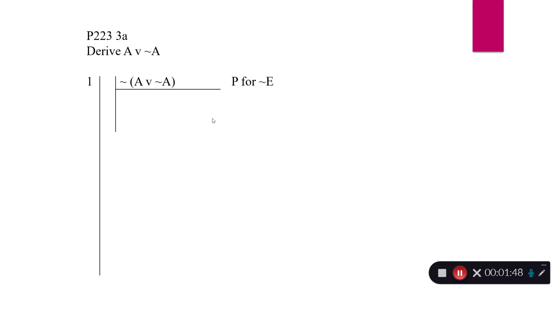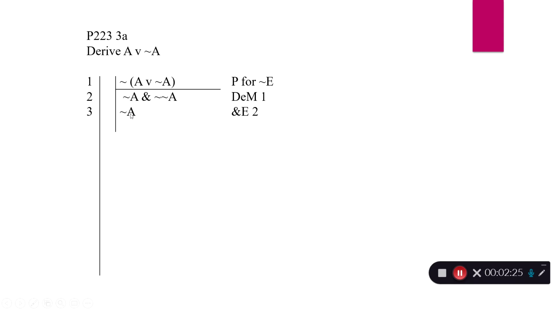Now I've got to try to make an obvious contradiction here, right? I've got to pull it apart. So the first thing I see I can do is use De Morgan's. I can use De Morgan's on line 2 to get not A and not not A, right? So that this is distributing that negation and flipping the disjunction to a conjunction. And then from there, I can pull out, right? Now I have a conjunction. That's really easy to pull things out of.